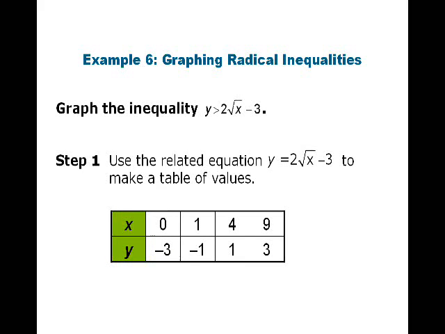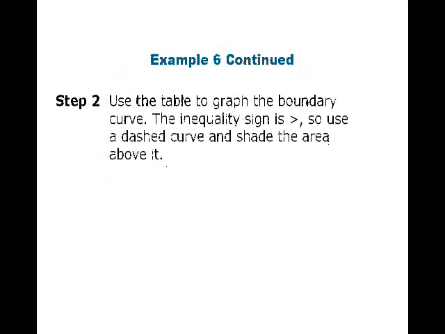So if we make that inequality symbol an equal sign, we can make a table of values. So we chose the values 1, 4, and 9 for the x values, so that way the radicand would not be negative, so we wouldn't have any imaginary numbers. When we plug that in, we get negative 3, negative 1, 1, and 3.